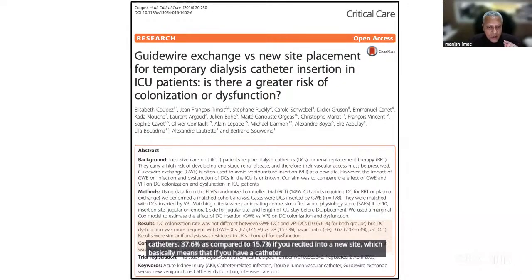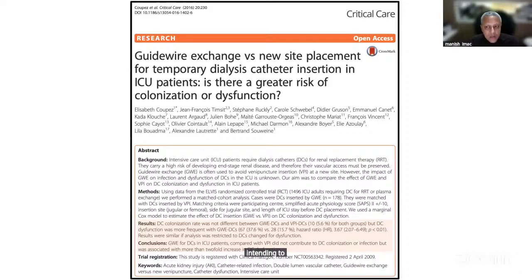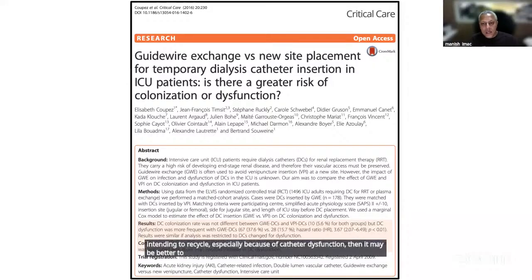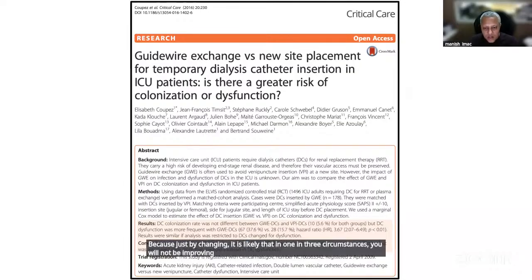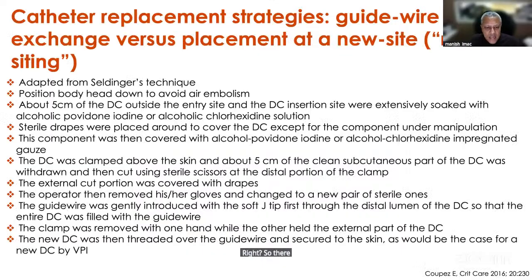Which basically means that if you have a catheter that you are intending to replace, especially because of catheter dysfunction, then it may be better to site a catheter in a new vein than just change this catheter over a guide wire. Because by changing it over a guide wire, it is likely that in 1 in 3 chances you will not be improving the catheter function any more than what it is. So there are again various techniques that are described.